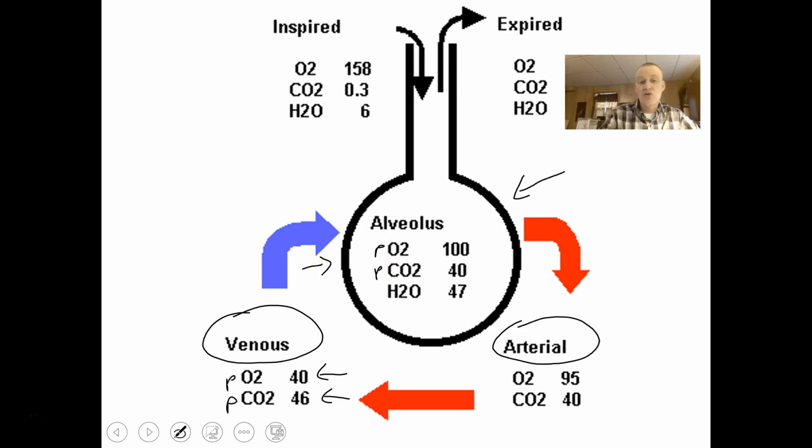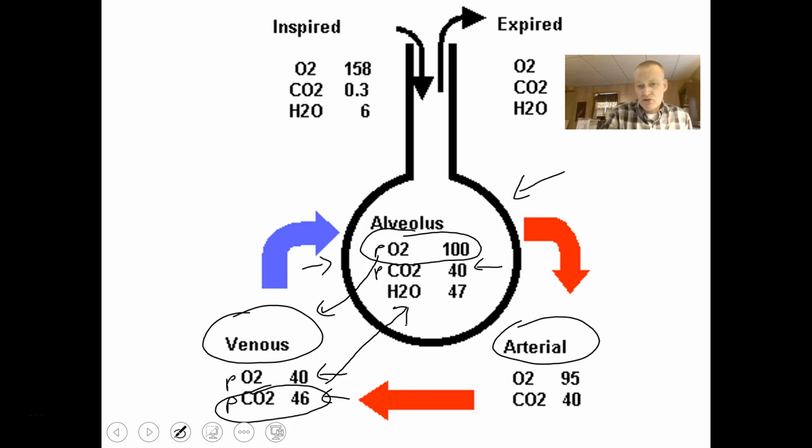We're going to have a situation where, since you have a high partial pressure of oxygen, the oxygen is going to go to the blood cells. And where we have a low partial pressure of carbon dioxide, here we have a high partial pressure of carbon dioxide, the carbon dioxide is going to go this way and be exhaled out of the lungs.